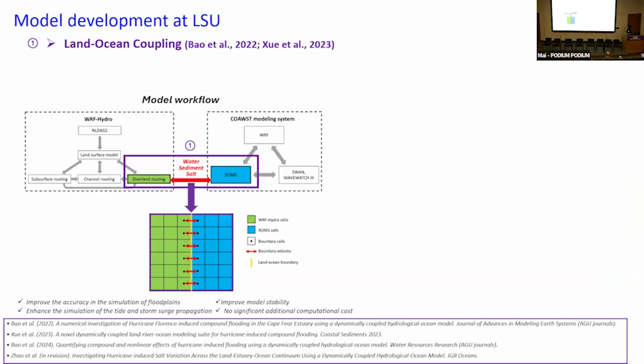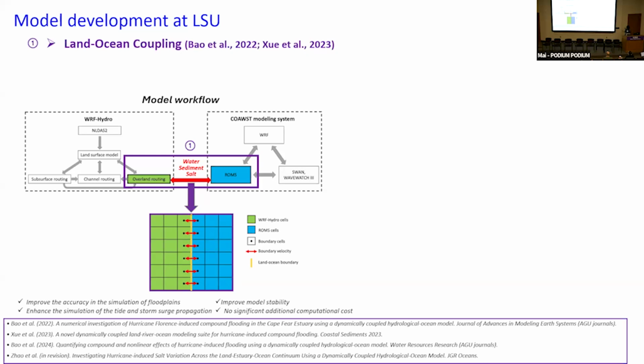In this land-ocean coupling, we build the model on the Coupled Ocean Atmosphere Wave Sediment Transport modeling system, which is an open source community model. The hydrological model in this coupling is WRF-Hydro, which is the core model of the National Water Model. WRF-Hydro can be coupled with an atmospheric model or driven by external forcings to simulate the hydrological processes.